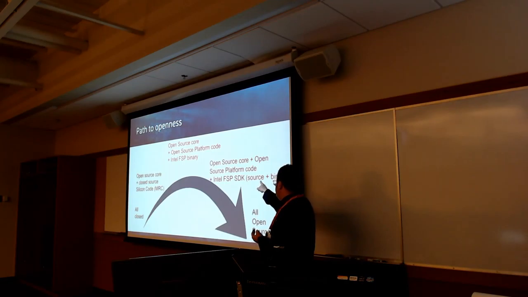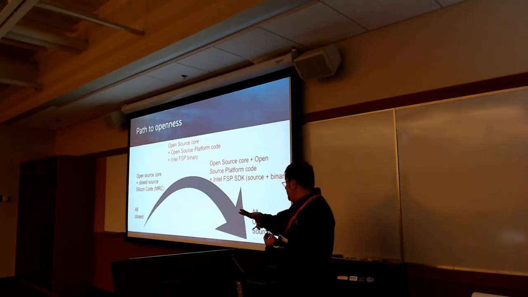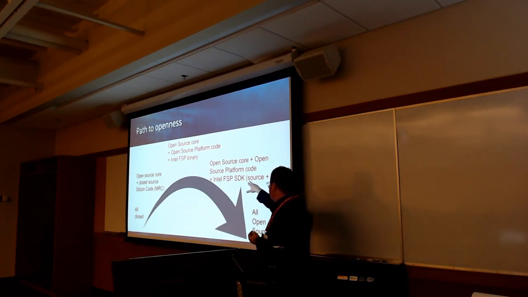Start making more of those modules open. So even if there's an FSP binary in there you can drop in, you'll also be able to find parts of that FSP more actually delivered in open source and then fewer binaries. And then as we chip away, more source, fewer binaries, fewer goes to zero.